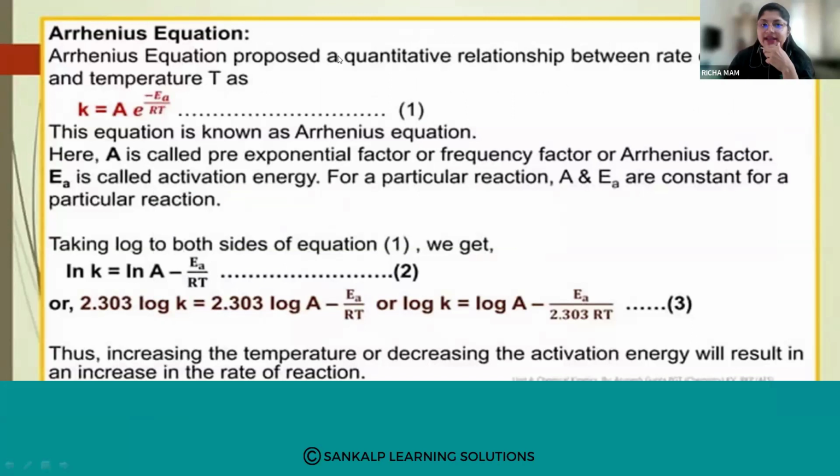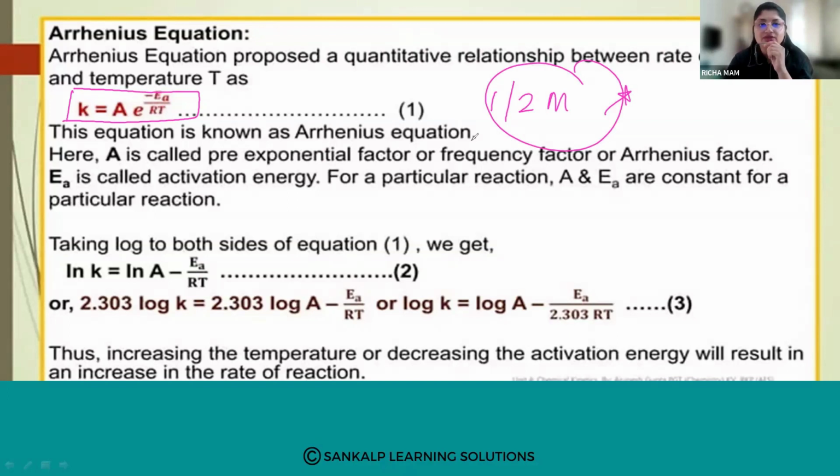So next is the Arrhenius equation. Important. They will ask you to give the Arrhenius equation and explain the terms. Write it down. Either it will be asked for a 1 mark or 2 mark question. Mark it as important. So write the Arrhenius equation and explain the terms.